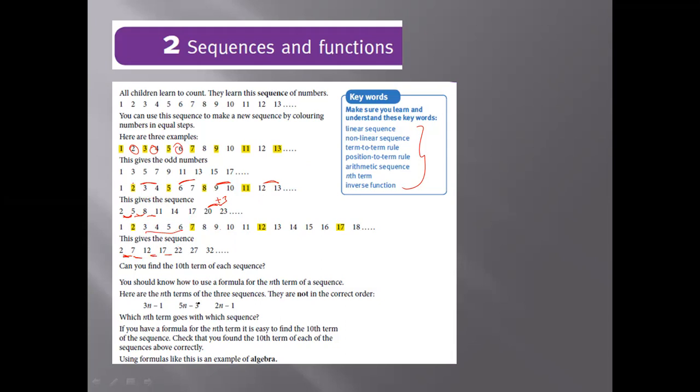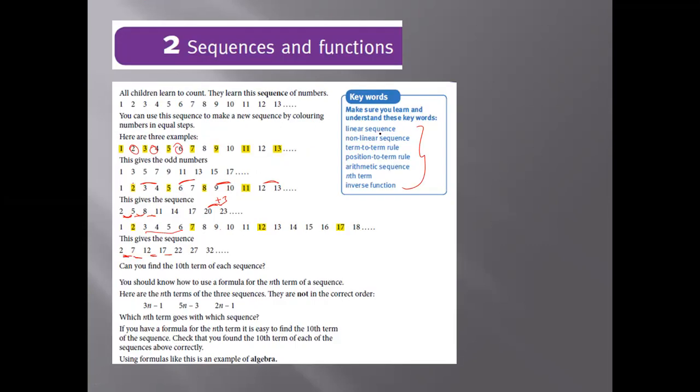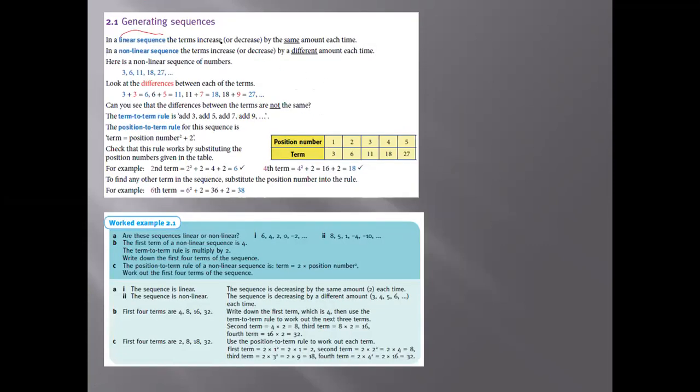Here are the nth terms of the 3 sequences. They're not in the correct order. From here, we'll continue. Generating sequences. What's a linear sequence? It's our new keyword. In a linear sequence, the terms increase, please look carefully, increase or decrease. It's not important whether it increases or decreases, but the important thing is the same amount each time.